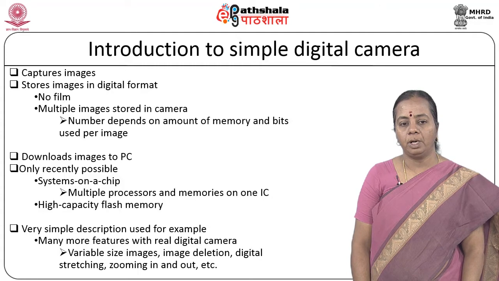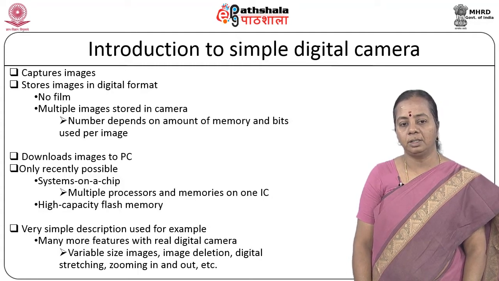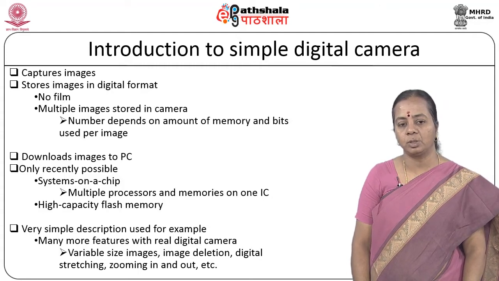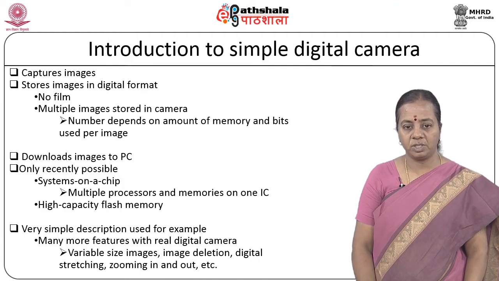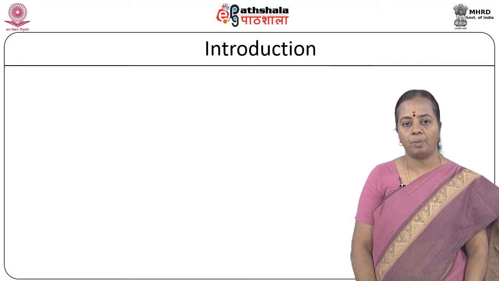Looking at the simple descriptions, a real digital camera has many more features, such as variable size images, image deletion, image compression, digital stretching, and zooming in and zooming out. Many things are possible with digital cameras nowadays which were not possible with the olden days analog cameras.